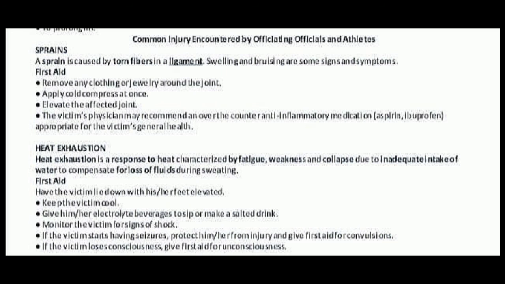First aid: have the victim lie down with his or her feet elevated. Keep the victim cool. Give him or her an electrolyte beverage to sip or make a salted drink. Monitor the victim for signs of shock. If the victim starts having seizure, protect him or her from injury and give first aid for convulsion. If the victim loses consciousness, give first aid for unconsciousness.